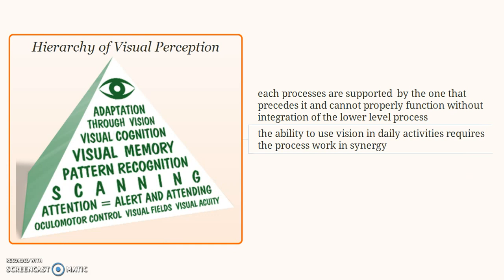So this diagram is the hierarchy of visual perception. It all starts at the bottom where you have oculomotor control, visual fields, visual acuity, attention, alert and attending, scanning, pattern recognition, visual memory, visual cognition, and lastly, adaptation through vision. Each process should be supported by the one that precedes it and cannot properly function without integration of the lower level process. The ability to use vision in daily activities requires the processes to work in synergy.